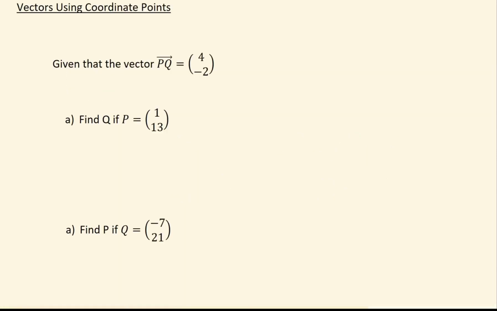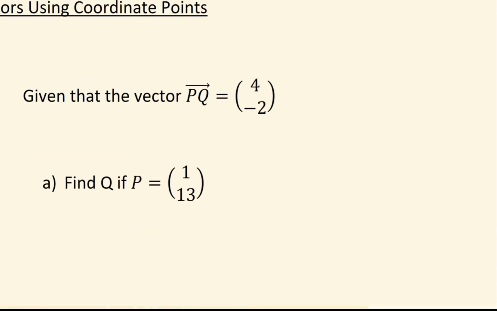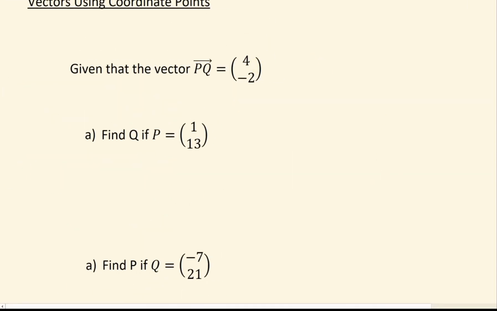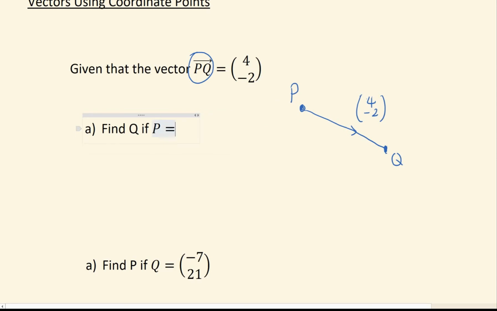The last thing to do with vectors in this video is basically intertwine them with coordinate points. So here we've got the vector PQ, and we're told that is (4, -2). This notation PQ means if I start at P, and then I go 4 squares along and 2 squares down, that will take me to point Q. So that's the vector (4, -2). The question then says, find Q if P is (1, 13). Sorry, these should be coordinate points, these shouldn't be vectors.